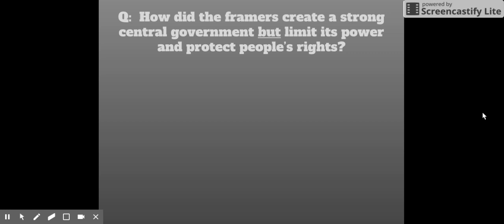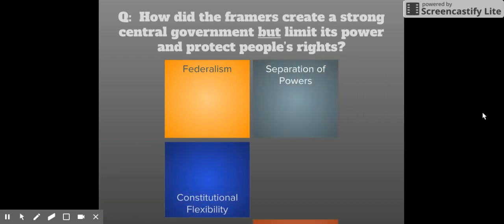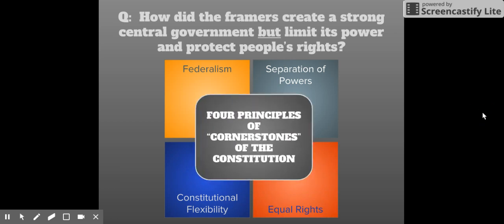So the framers of the Constitution really struggled with this question. How do we create a strong central government, but at the same time limit the government's power and protect the people's rights? And that's kind of the focus. How do we protect the people? So they came up with 4 things: federalism, separation of powers, constitutional flexibility, and equal rights. These 4 guiding principles we will often call the cornerstones of the Constitution.